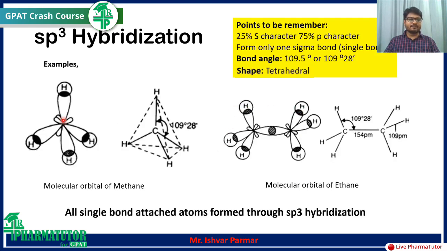This is one example of methane having sp3 hybridization. This is the example of ethane, which has a bond angle of 109 degrees 28 minutes and bond length 1.54 angstrom. Always remember it has 25% s character, 75% p character, and forms only one sigma bond, meaning a single bond. Bond angle is 109.5 degrees or 109 degrees 28 minutes, and shape is tetrahedral.